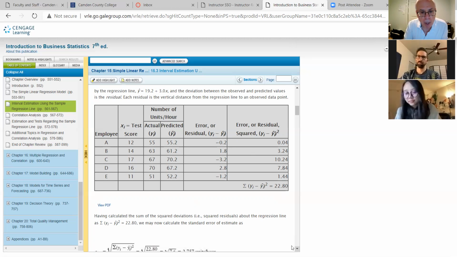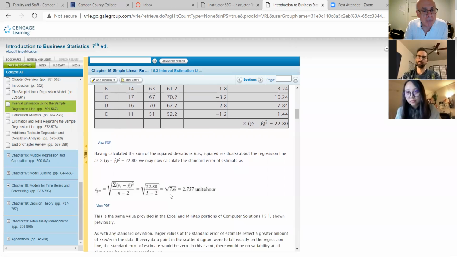That's your numerator, by the way, of the, what is this called again? S sub Y dot X. What is that called? Standard error of the estimate. All right, standard error of the estimate. So plug all that in. 22.80 divided by 3, because there's 5 data points minus 2 is 3. You get 2.757 units per hour is your standard error.